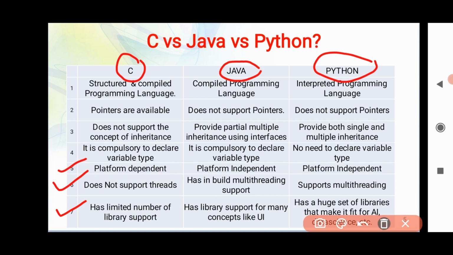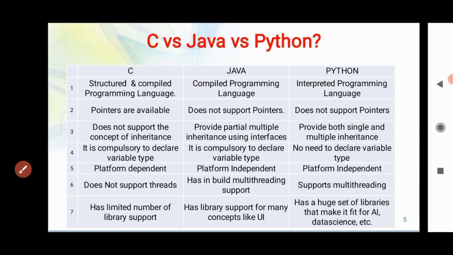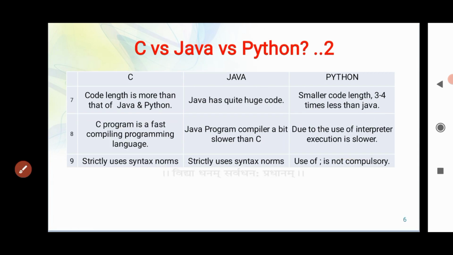All right, fine. Coming to the other differences, we have that code length in C is more than that of Java and Python. How exactly does it mean? When you are writing any code in C, definitely the number of lines will increase compared to Java and Python. How is that? We will see when we go into the depth of Python.